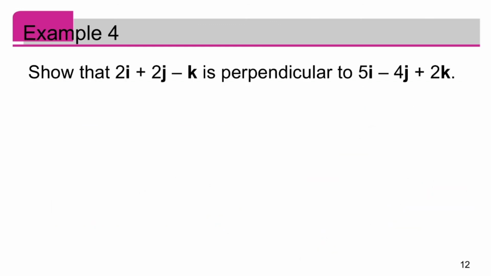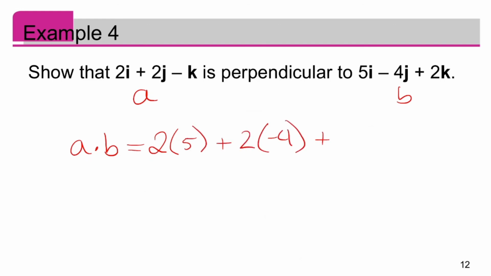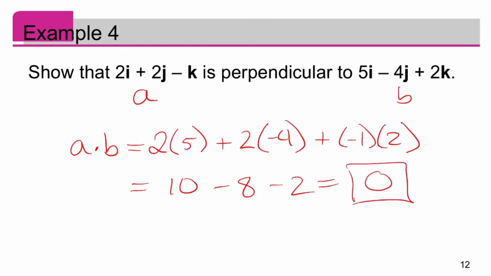So let's just verify this. These two vectors are perpendicular or orthogonal, if we want to use the fancy word. And so we're going to check to see if they are orthogonal. Let's name those A and B. So A dotted with B is 2 times 5 plus 2 times -4 plus -1 times 2. And this is 10 minus 8 minus 2, which is indeed 0. And so these are orthogonal.